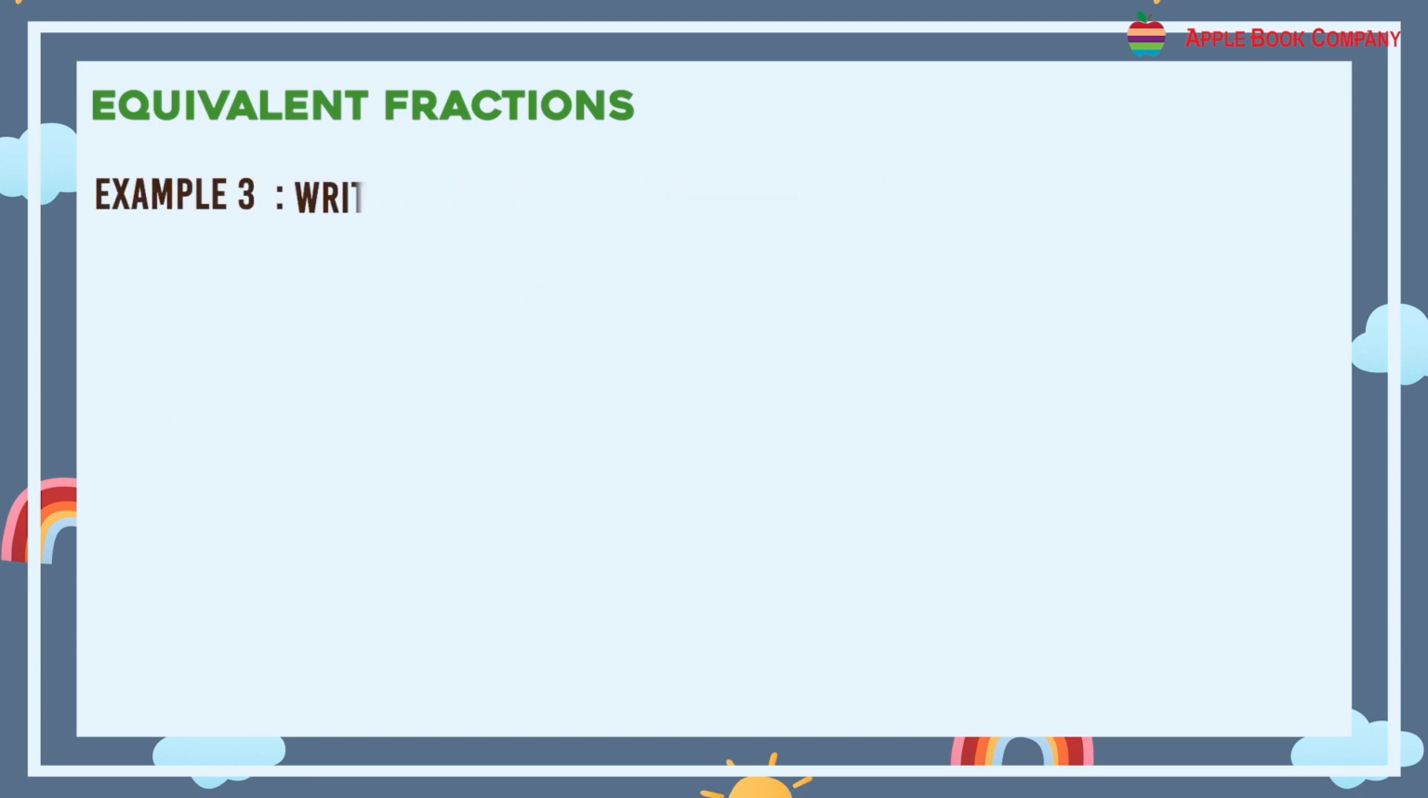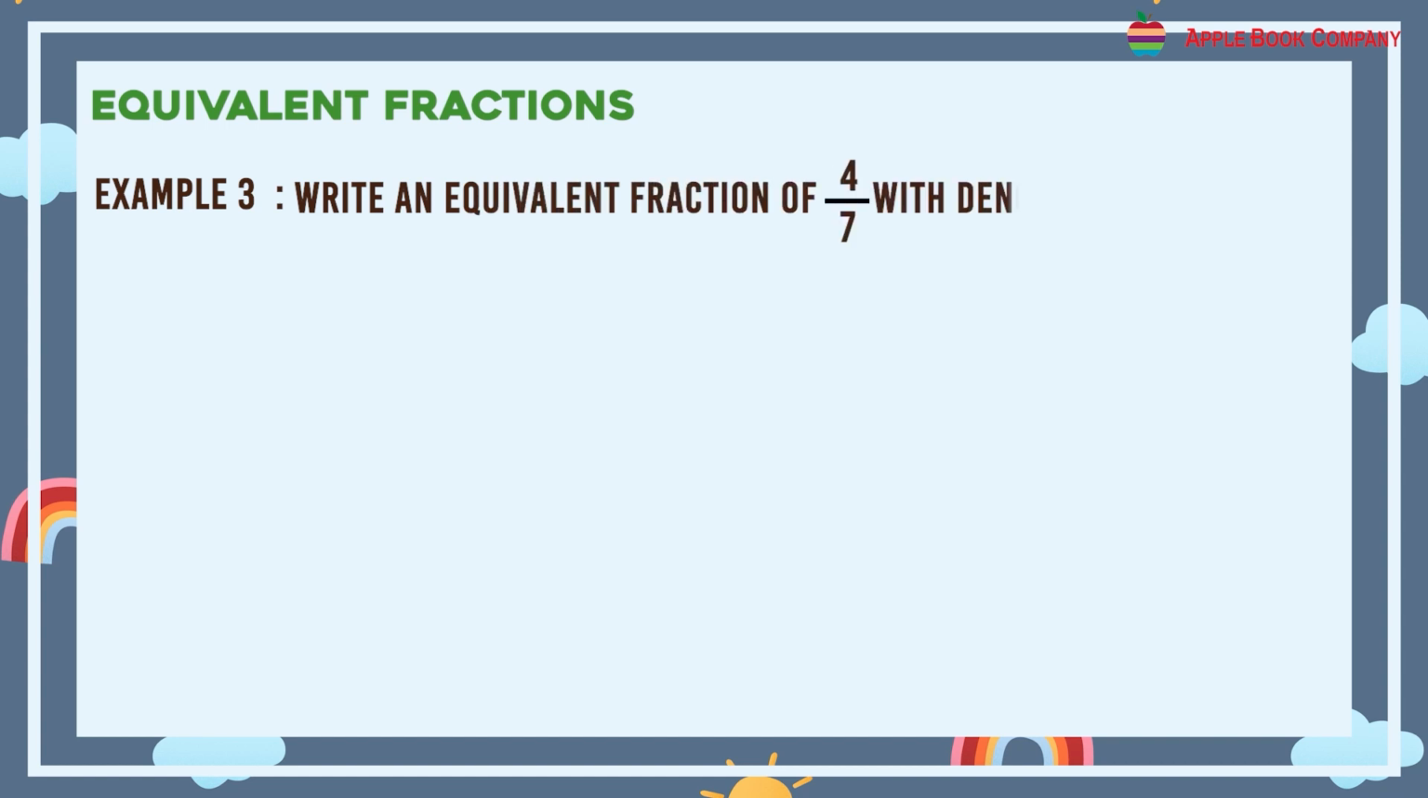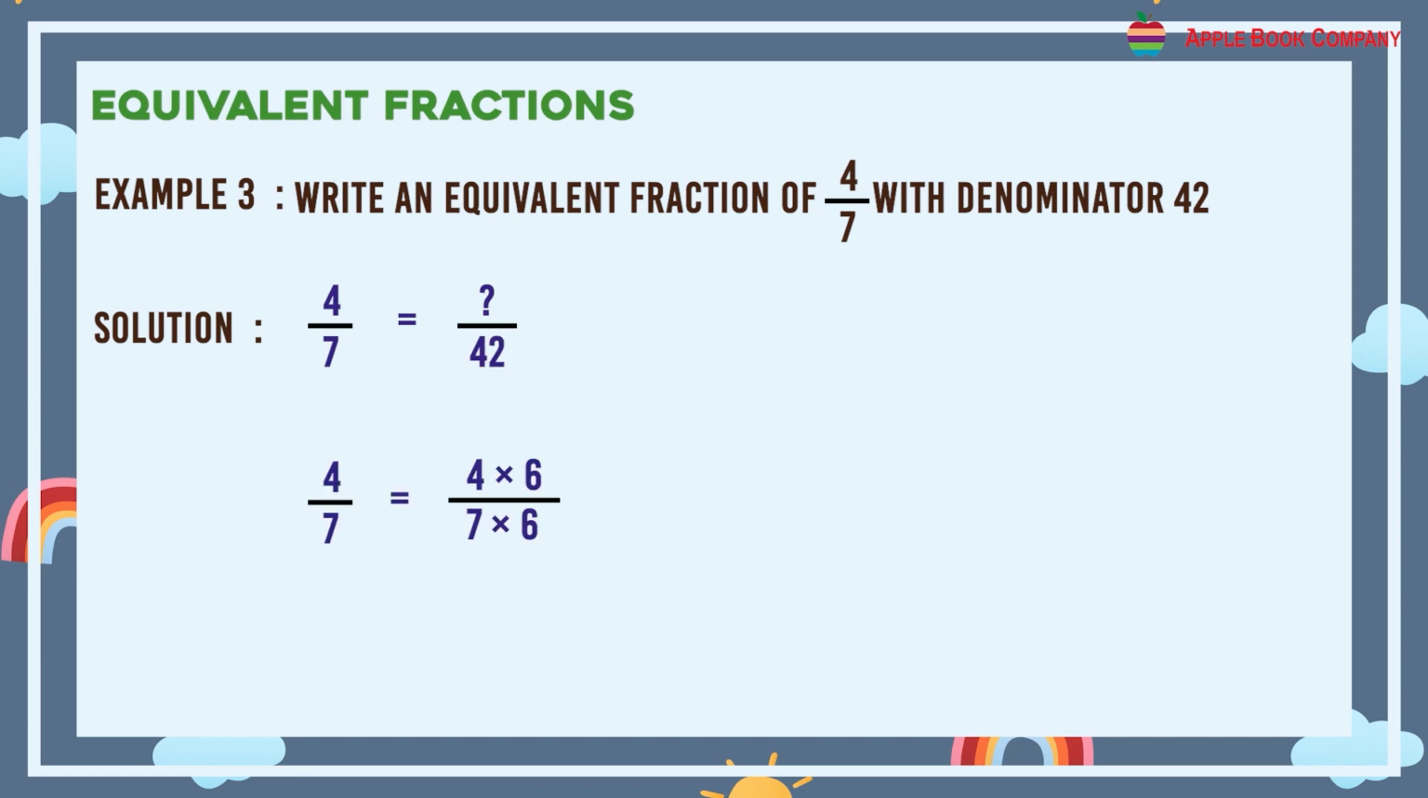Example 3. Write an equivalent fraction of 4 by 7 with denominator 42. Solution: let 4 by 7 equal dash by 42. Then we have to find the missing numeral. To get 42 in the denominator, we multiply 7 by 6. So we multiply the numerator also by 6. Therefore, 4 by 7 equals 4 into 6 by 7 into 6 equals 24 by 42. Hence, 4 by 7 and 24 by 42 are equivalent fractions.